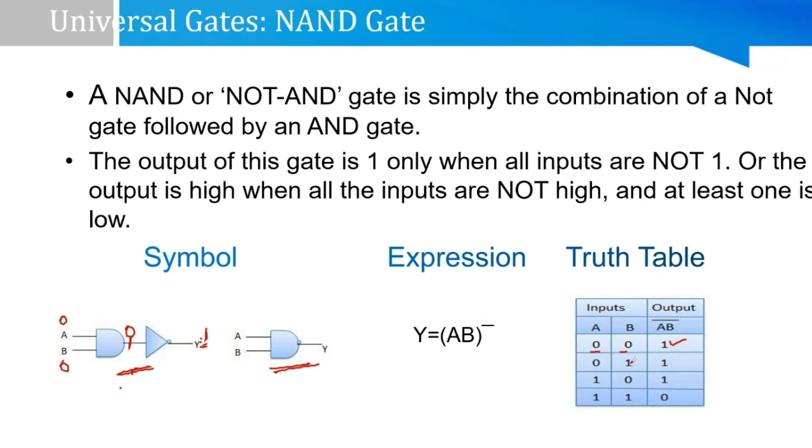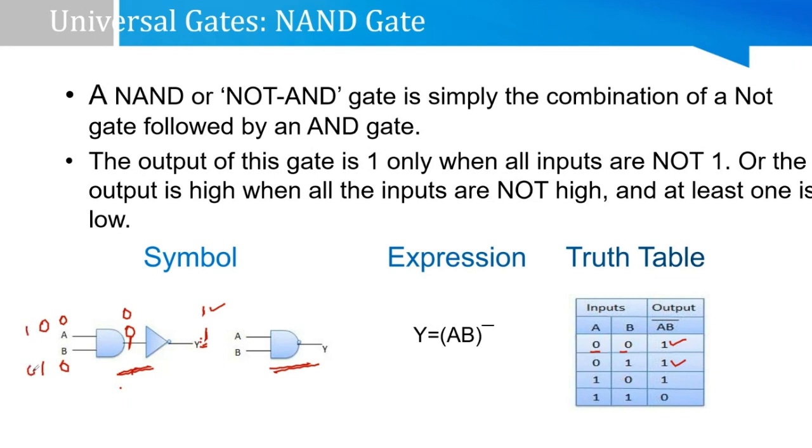Next condition, A is 0, B is 1. 0 into 1 will be 0. 0 inverted will be 1. So you are getting the output as 1. So when A is 0, B is 1, the output will be 1. Next possible condition is A is 1, B is 0.